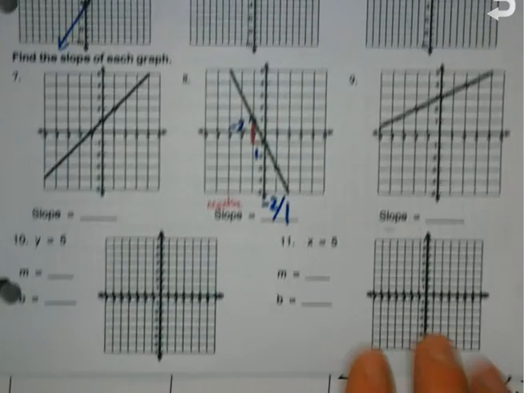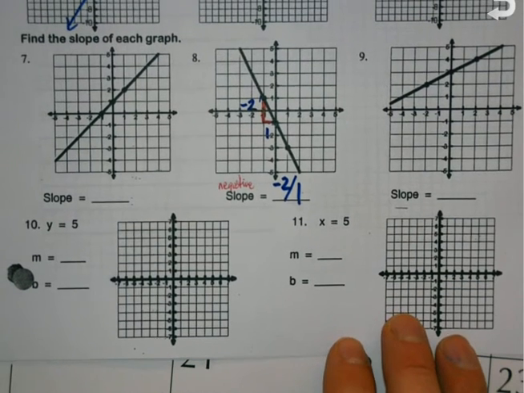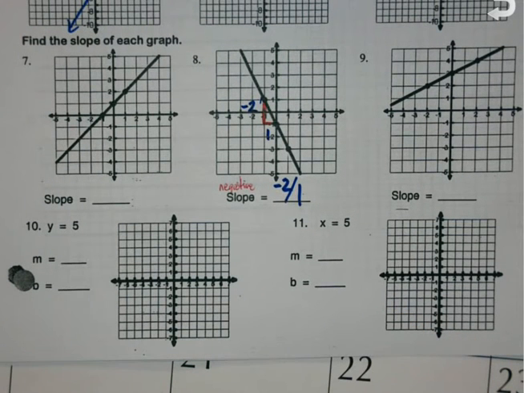Now down at the bottom, I know we keep doing this one every day, but I think it's going to stick then. When it's y equals a number, is my line going to go horizontally side to side or vertically up and down if it's y equals?